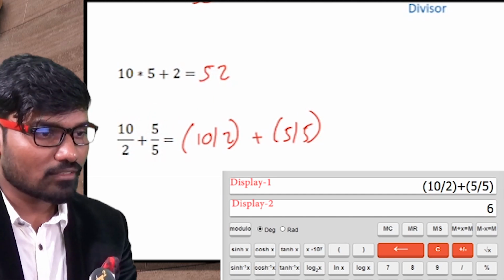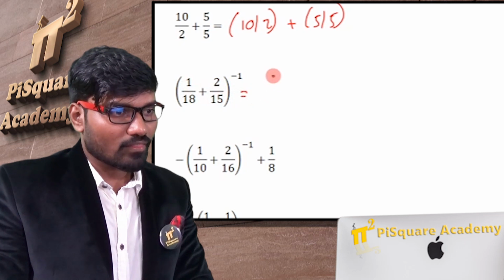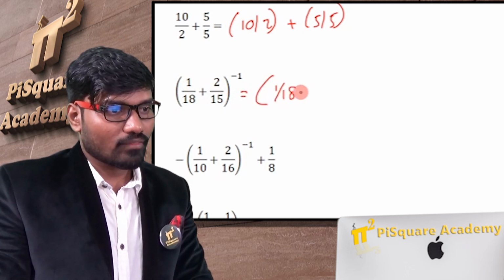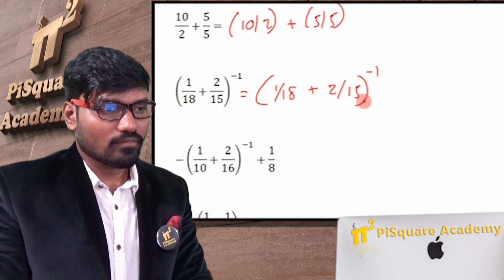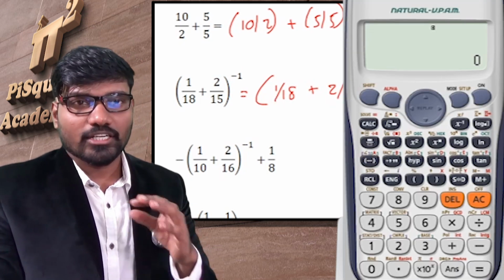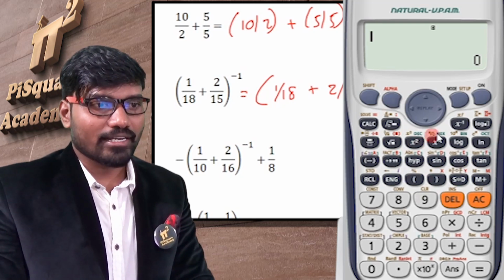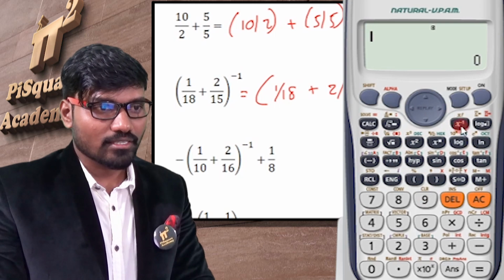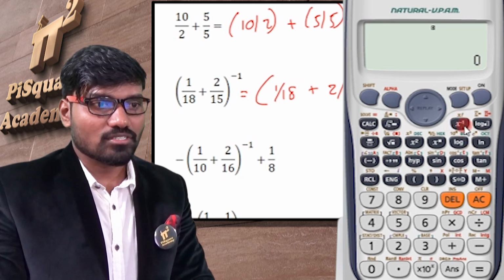Let's go for the next function. How to find the value of this? Okay, let's check it. How do I write it? 1 by 18 plus 2 by 15, whole inverse. How do you perform the inverse operation in your Casio calculator? Let's see. This is a calculator. I want to find inverse. So let me locate inverse here. This is inverse. The inverse function is here. So inverse is having x inverse.